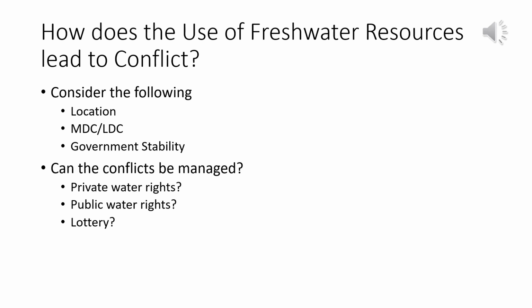Can we manage these conflicts? It's possible, but there are a large number of considerations to keep track of in order to make these plans. Should water be privately owned and sold as a commodity? Should water be made a public utility that is regulated by the government? Or should people have access to a lottery? And the closer you are to the front of the line, the more likely you are to get your freshwater resource. There is really no correct answer for this. Every location and every country has to make its own decisions about how they manage their freshwater resources to avoid conflict between groups.